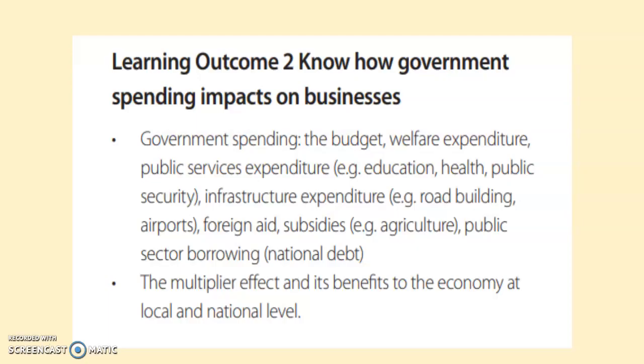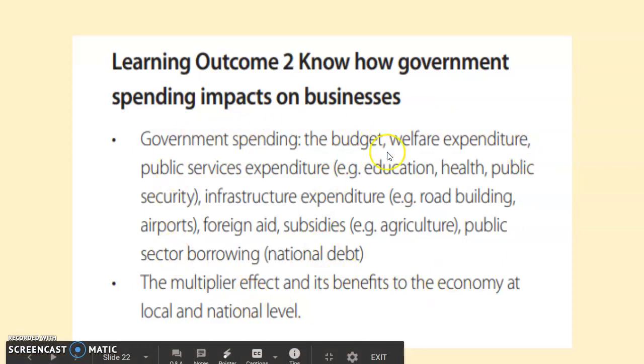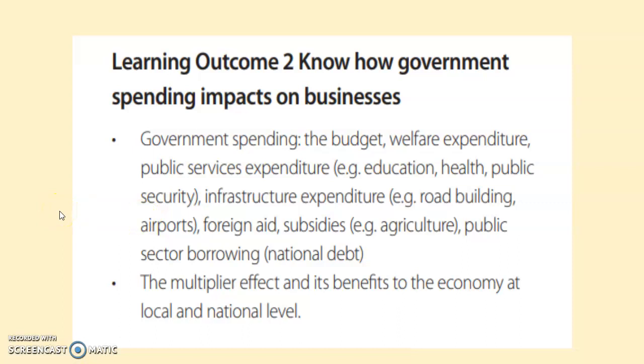So I've given you here the learning outcomes for task M1, which are exactly the same as task P1. So government spending, the budget, welfare expenditure, public service expenditure, things like education, health, public security, infrastructure spending, so spending on things like road building, bridge building, airports, and so on, foreign aid, subsidies, and public sector borrowing, which we're not actually going to look at that much for this task.